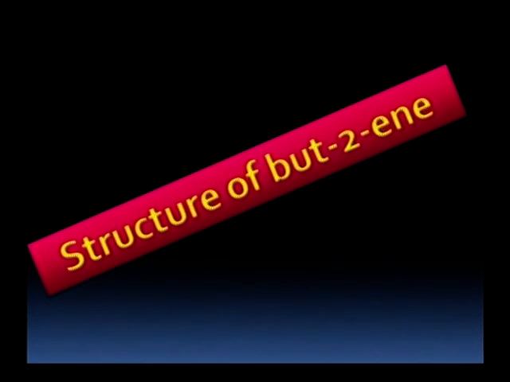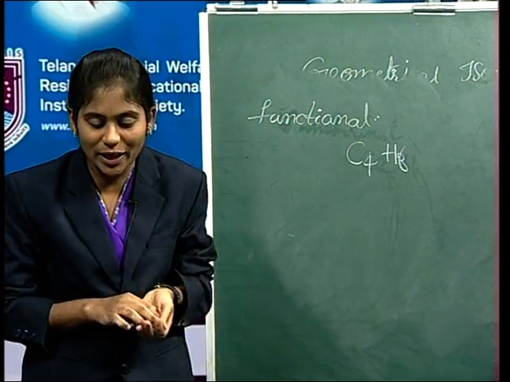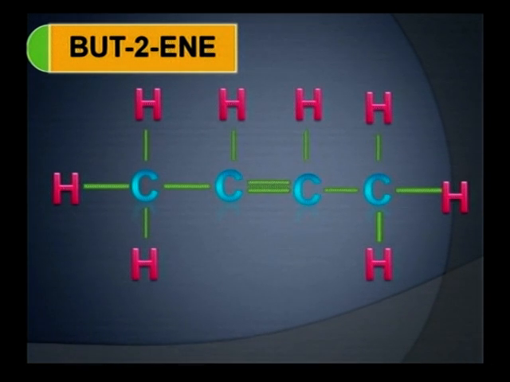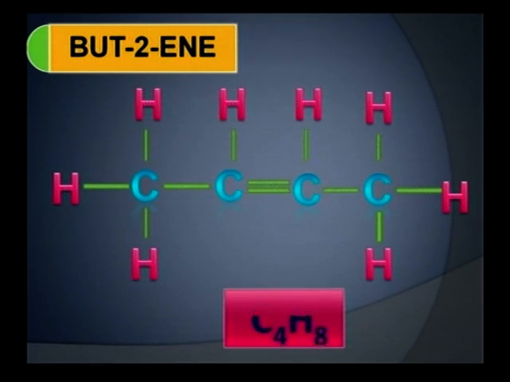Structure of butene: already you know it. What is the formula? C4H8. This is the structure of C4H8. So why do we call it butene? Already you know. We can put the double bond in front of the second carbon. That is why we call it butene. Okay, friends, are you following me? This is the formula C4H8 for butene.